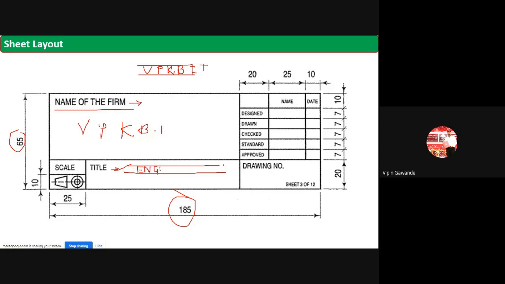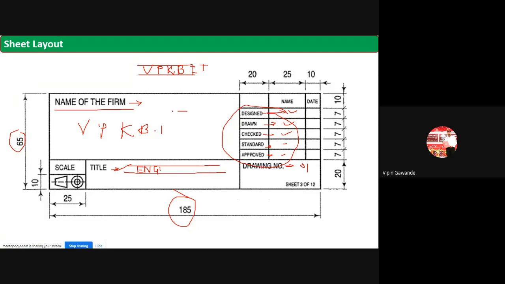Then you have to mention the date. Then design: designed by which person, drawn by which person, and the name of that person. Then checked by which person, then the standards, then approved. Then the drawing number, which we have seen, something like 1 2 3 4. We can change this part of the drawing sheet as per our convenience.